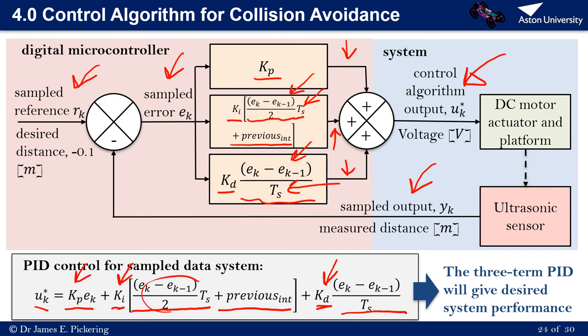And just to summarise, the three-term PID will give desired system performance. However, you don't always need to use all three terms, the proportional, integral and derivative. For some types of systems, a proportional is perfectly fine. For some types of systems you don't want to put an integrator on because it's going to cause problems, etc.